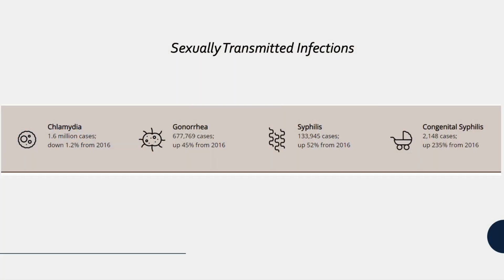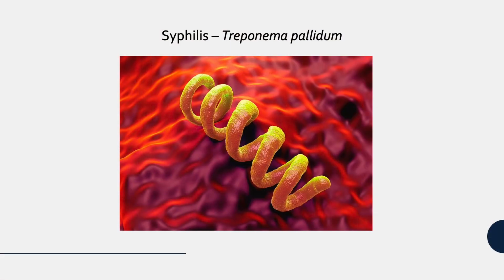And then congenital syphilis is the concerning one because that is up 235%. And I've heard some estimates say that it's up to 460%. This caused some guideline change in December of 2020, which are the 2021 treatment guidelines. That also had to do with increased testing for STIs and hepatitis for prenatal women. This is the syphilis, Treponema pallidum spirochete.